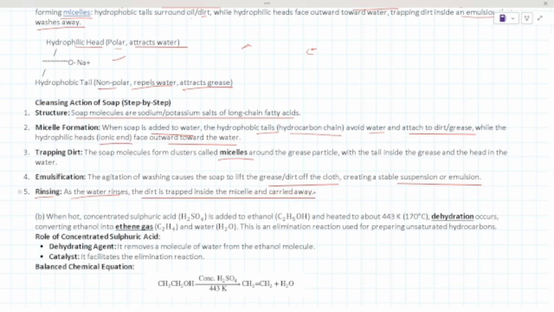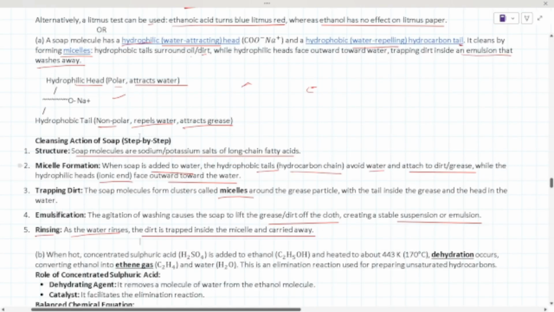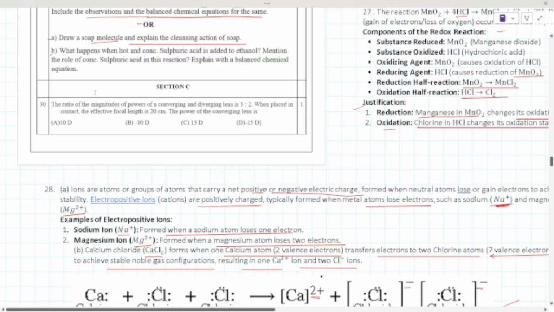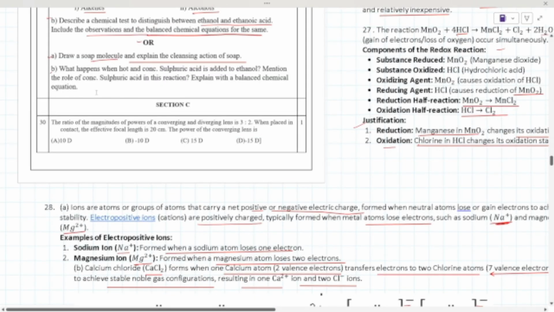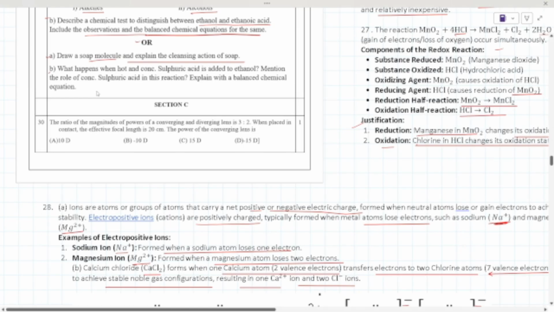Here, is it clear or any doubt? No doubt.